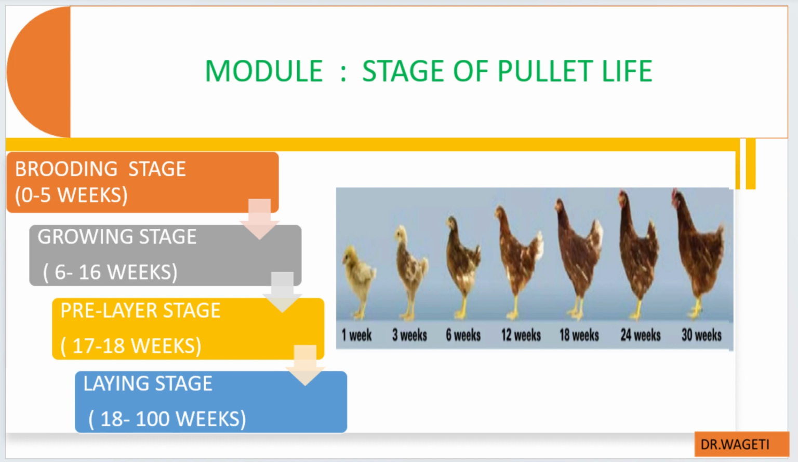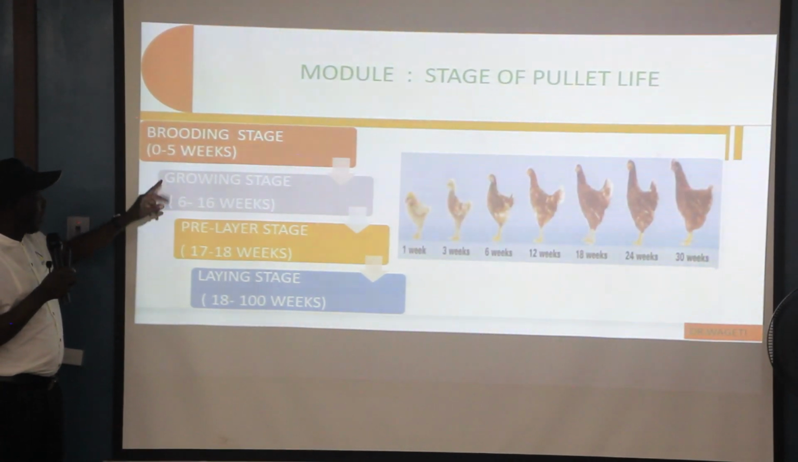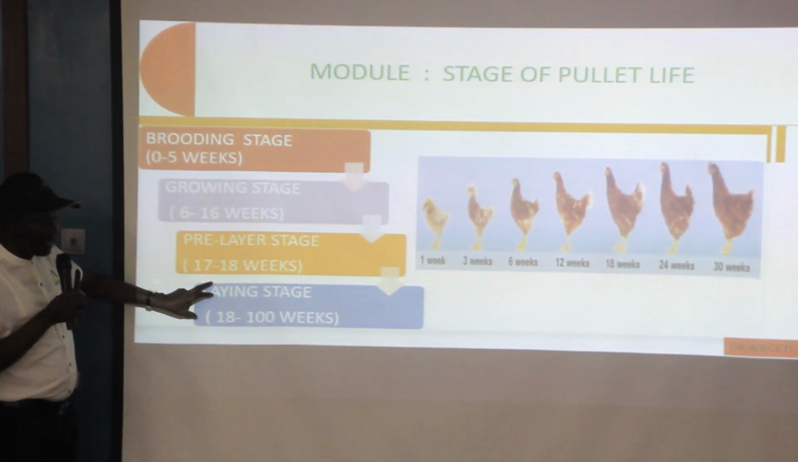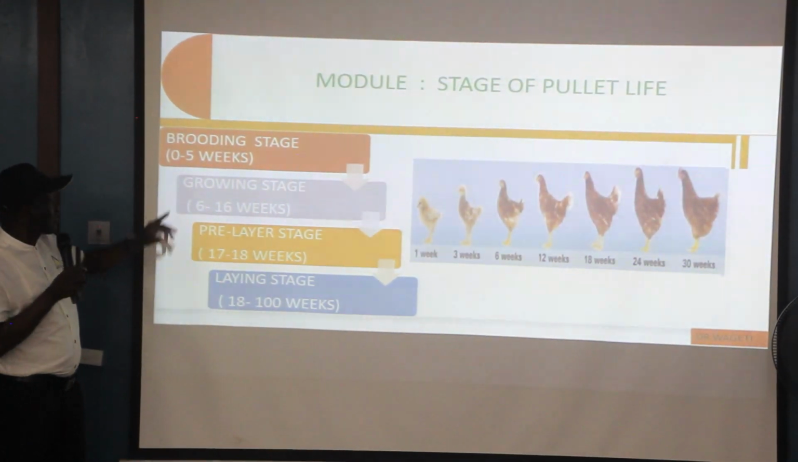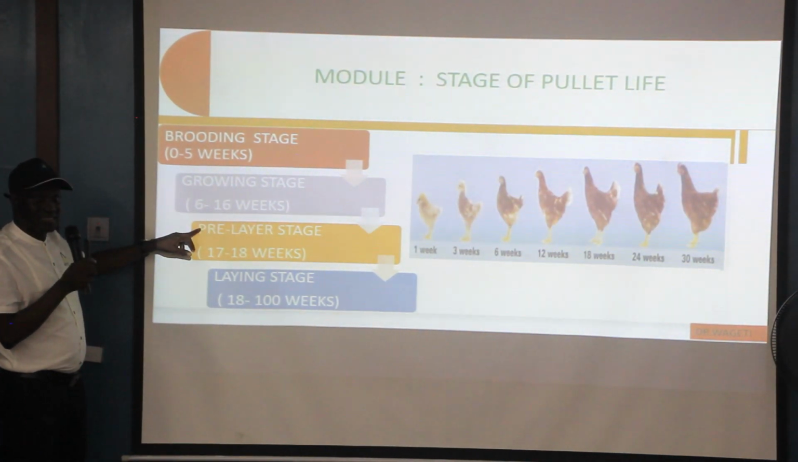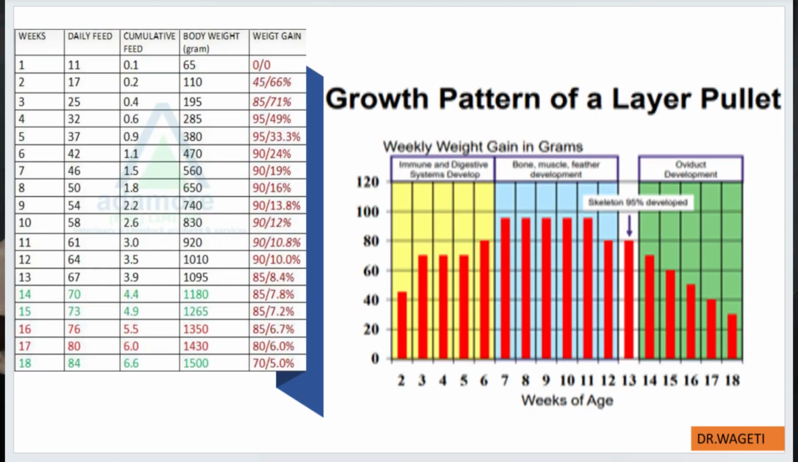Then there's the layer stage. These stages are very key. And by God's grace, in our next topic, we are going to take these three. But today we jump here. Our farmers have to understand that there is a brooding stage, a growing stage, a pre-layer stage, then the layer stage. Let's look at the brooding and growing stages first, just to prepare our mind.